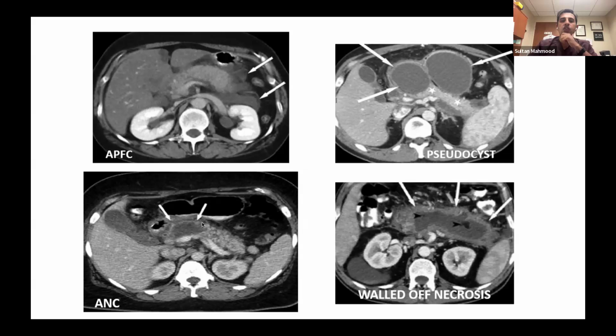At the bottom left, you see this hypoenhancing area inside the pancreas, which is a sign of acute necrotizing pancreatitis. Over time, this will go on to the right side to develop into this large walled off necrosis, which can be managed endoscopically if needed.